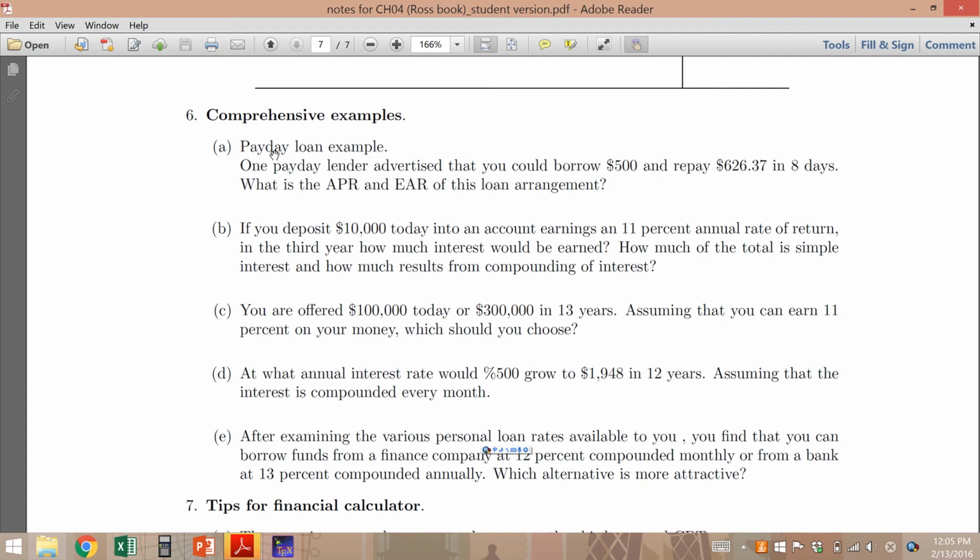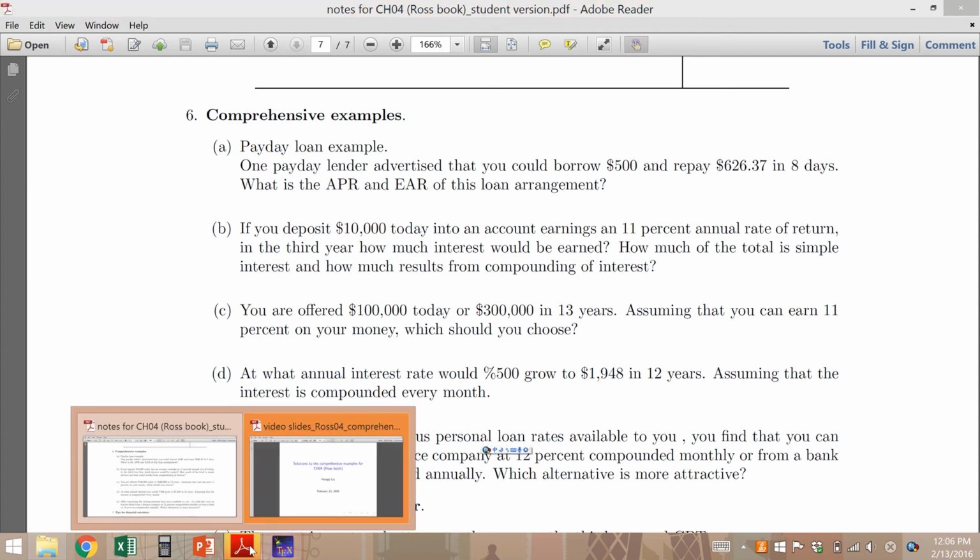Hello everyone. In this video, I'm gonna briefly talk about the comprehensive examples that you can find in the notes for chapter 4 on page 7. Let's get started.